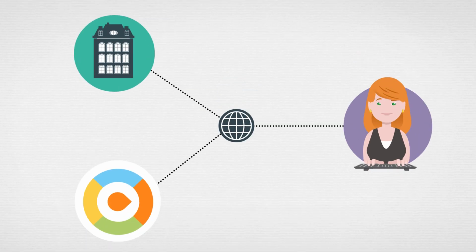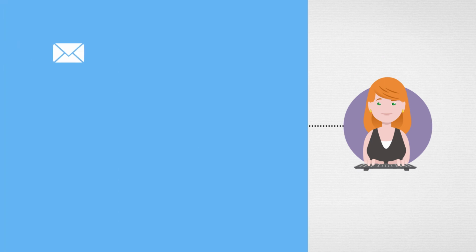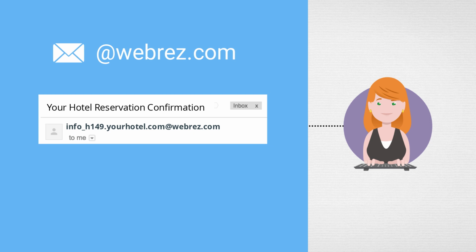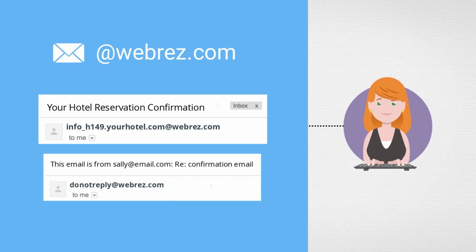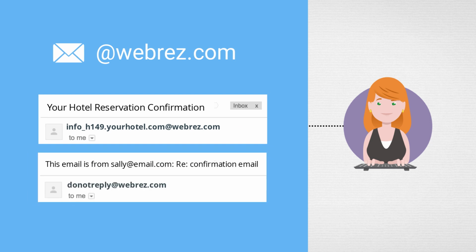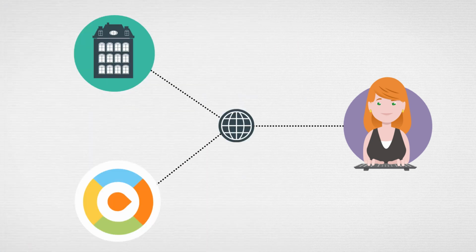Here's how it works. Emails generated by WebRezPro will use an @webrez.com domain name. For example, if your property's email address is info@yourhotel.com, the outgoing email address will look like this. If a guest responds to this email, your property will receive an email that looks like this. If any further correspondence is required, the guest address should be used to compose a new email. This is a simple and effective solution that doesn't require any action on your part.